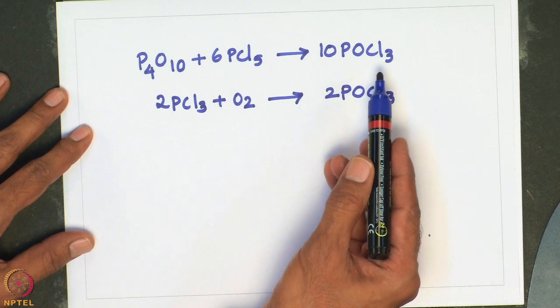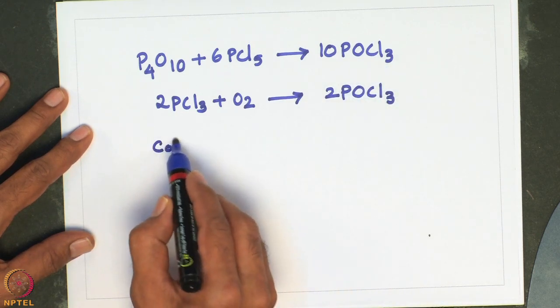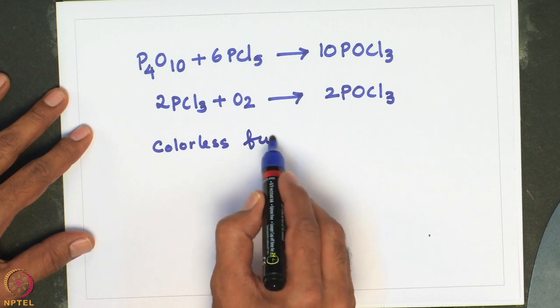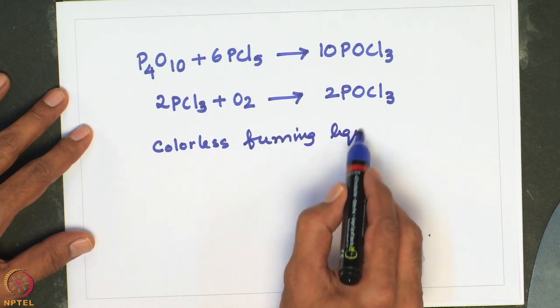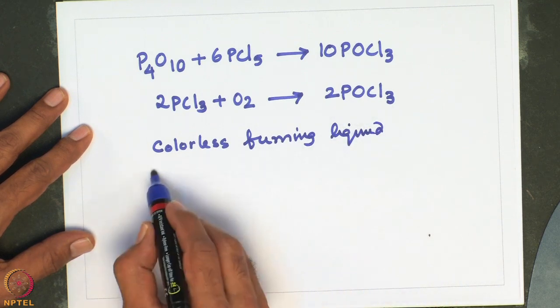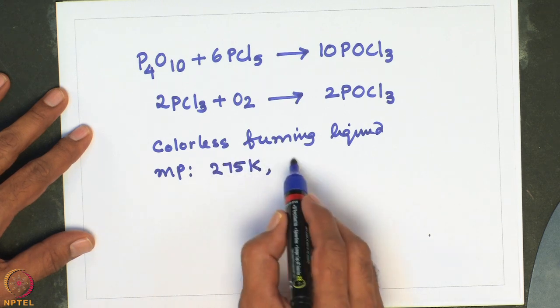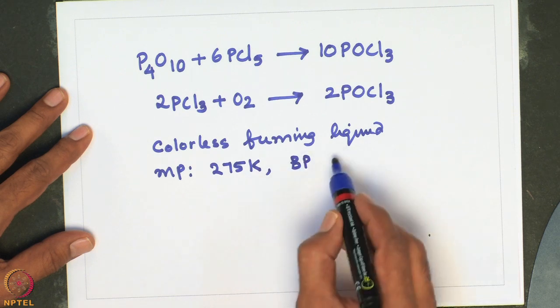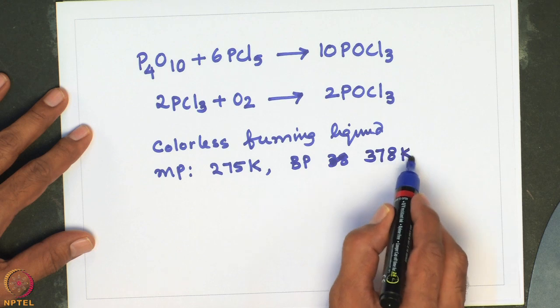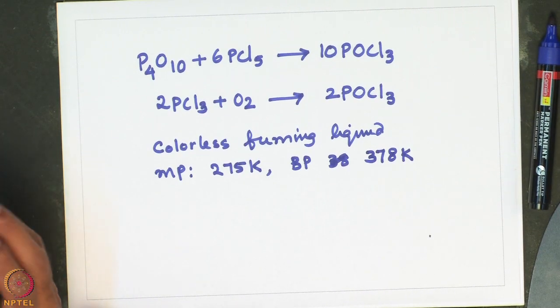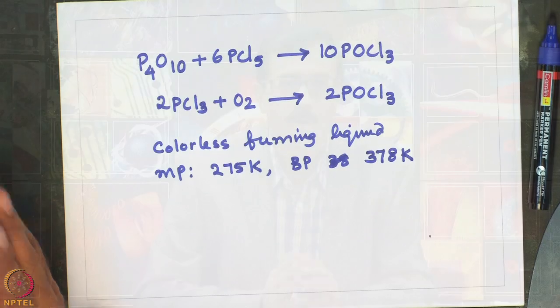So, phosphoryl trichloride is a colorless fuming liquid. And melting point is 275 Kelvin and boiling point is 378 Kelvin. And of course, this undergoes readily hydrolysis by water liberating HCl. Some of the many uses of POCl3 are as phosphorylating and chlorinating agents and also as a reagent in the preparation of phosphate esters.